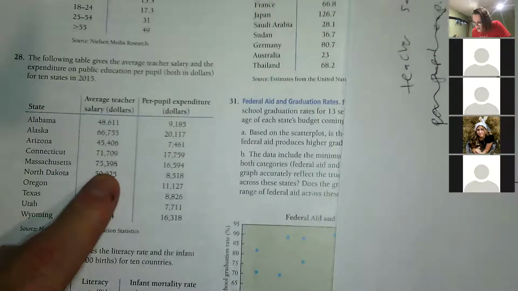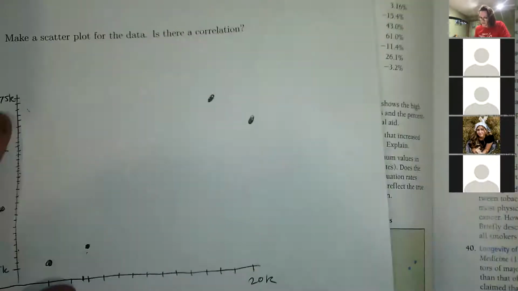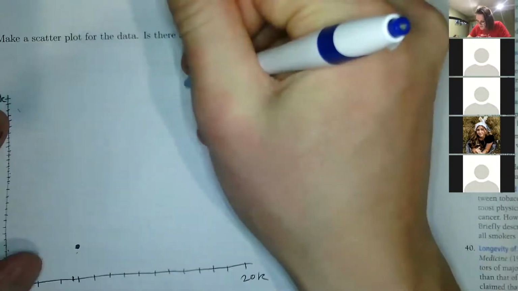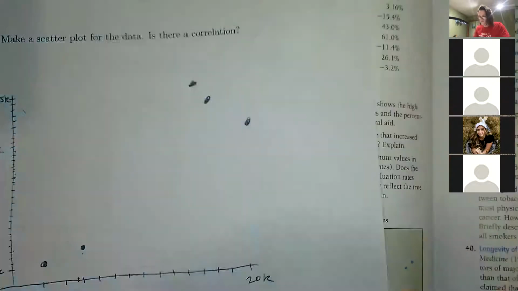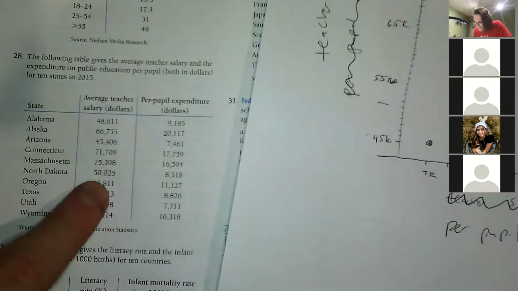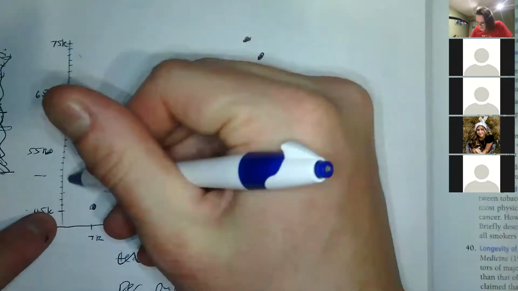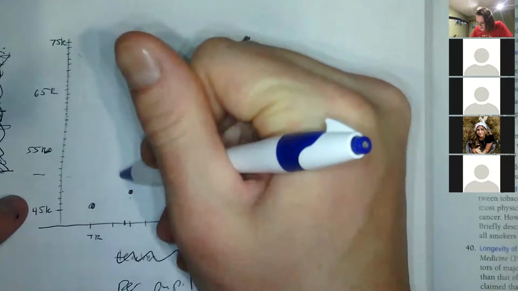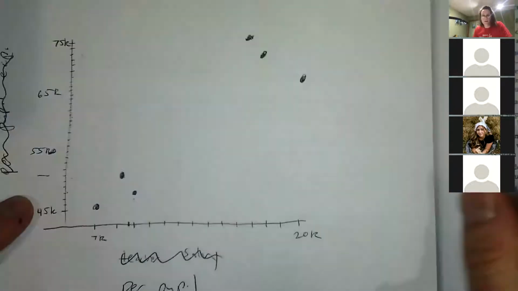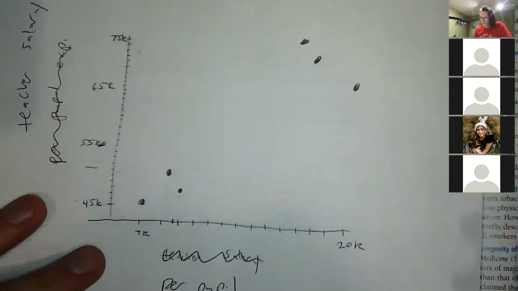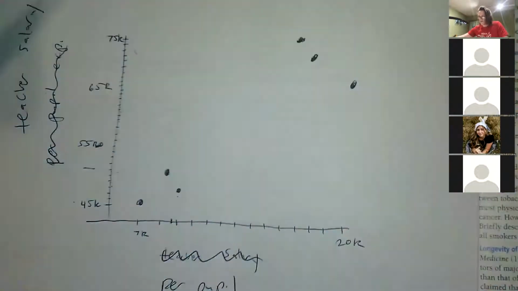But you can keep going. I'll just do a few more. Massachusetts 75, 16, and then 16 is going to be like here. This one's a little more off, but it's still in the good trend. North Dakota 50, 85. So 50 is around here, and then 85 is around here. Okay. But yeah, so you see this kind of positive trend.